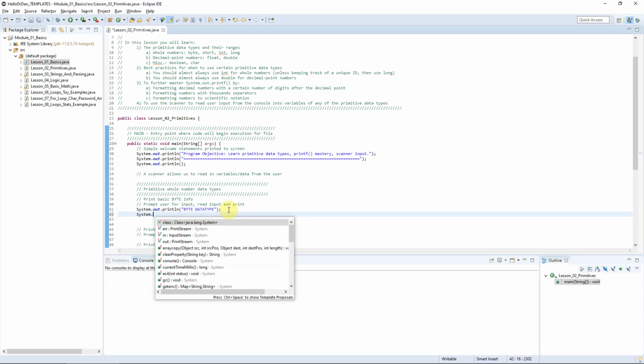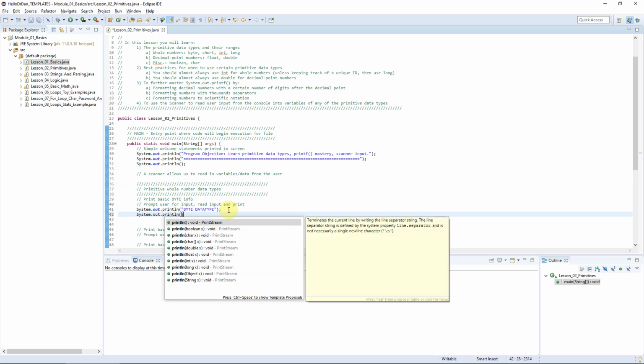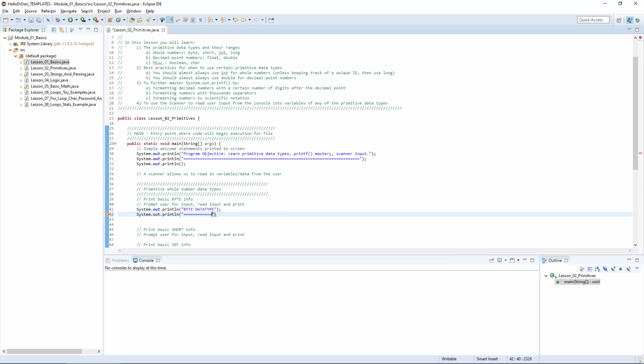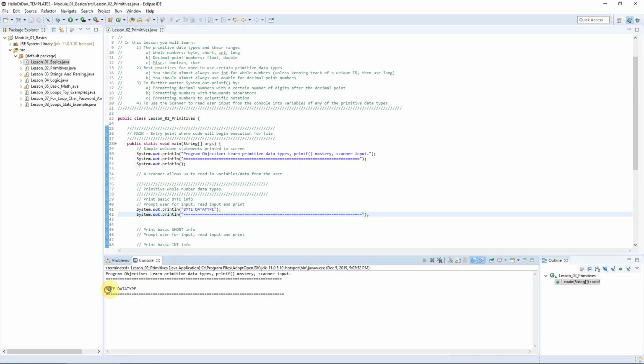So again, I'm just going to go ahead and print out a little bit of formatting here. I'm just going to draw a bunch of lines right here. It doesn't matter how many, you can just put a bunch of equal signs there. Okay, so I'll go ahead and just play this program, make sure it works. Okay, so it's printing out the byte data type.